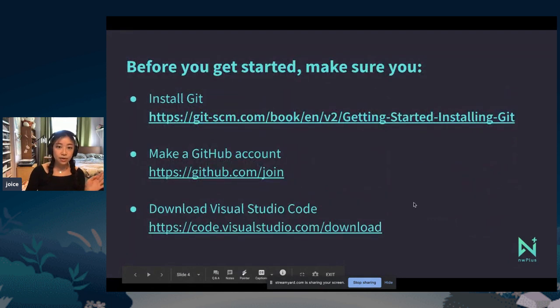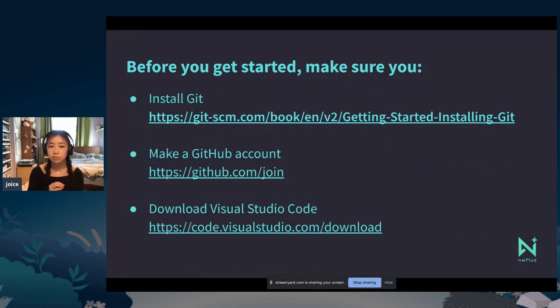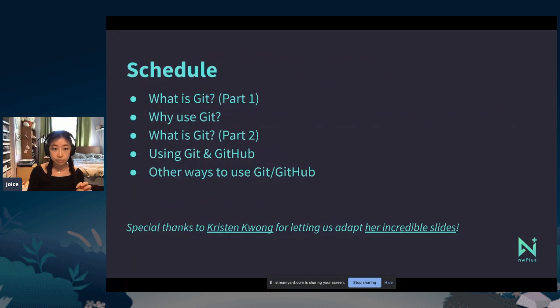Before you get started, make sure that you install Git, make a GitHub account, and download VS Code. You should have done this already because it was in the pre-hackathon checklist. But if you haven't done that yet, take the time to do it now because you're going to get a little bit of time to get that done.